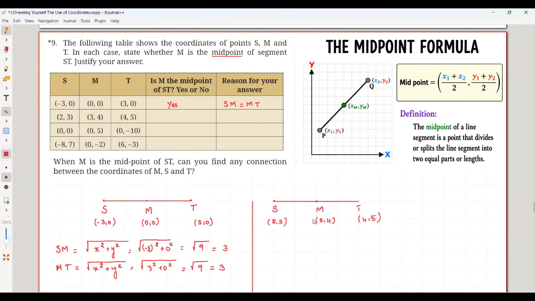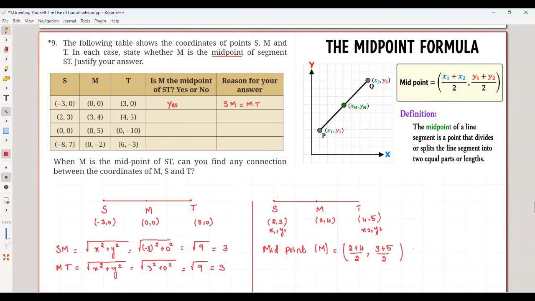So we are getting 3 comma 4. If it's coming as 3 comma 4, we can say M is the midpoint. We'll check it out. So I'm going to find out the midpoint alone, not taking the value of M. Use the formula x1 plus x2. Now this is x1, y1, and this is x2, y2. Apply the formula: 2 plus 4 by 2, comma 3 plus 5 by 2.